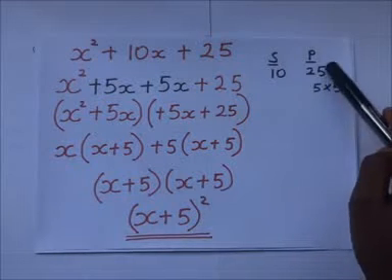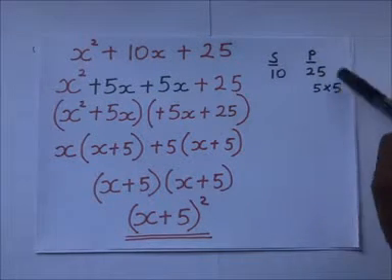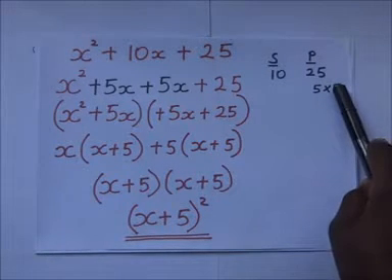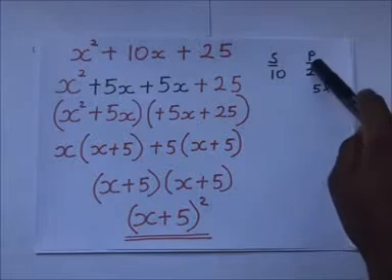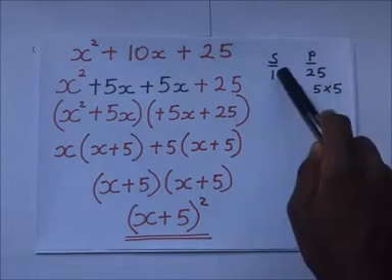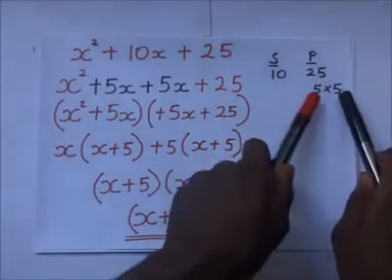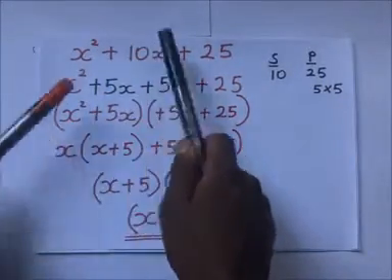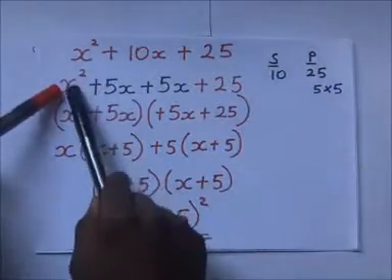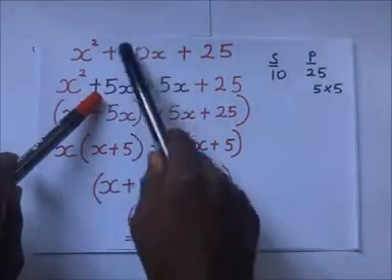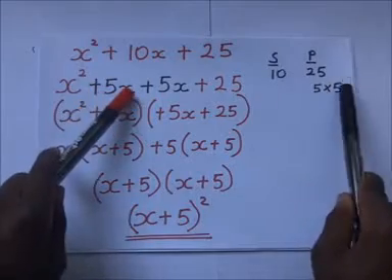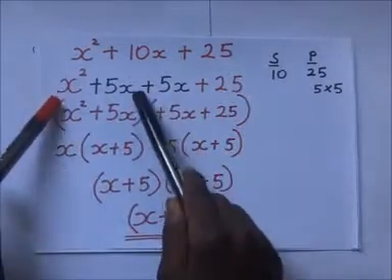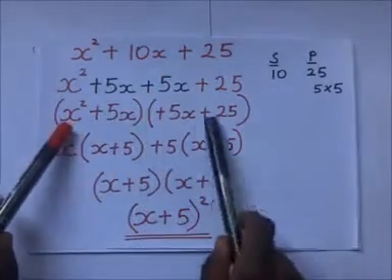And one of the factors of 25 is 5 times 5. 5 times 5 gives us 25. Then 5 plus 5 gives us 10. So we use these two numbers, 5 and 5, to replace this middle term. That is why in our next step, it is x squared plus, we ignore this middle term and we say it is 5x plus 5x, then plus 25. Then we introduce brackets here and there.